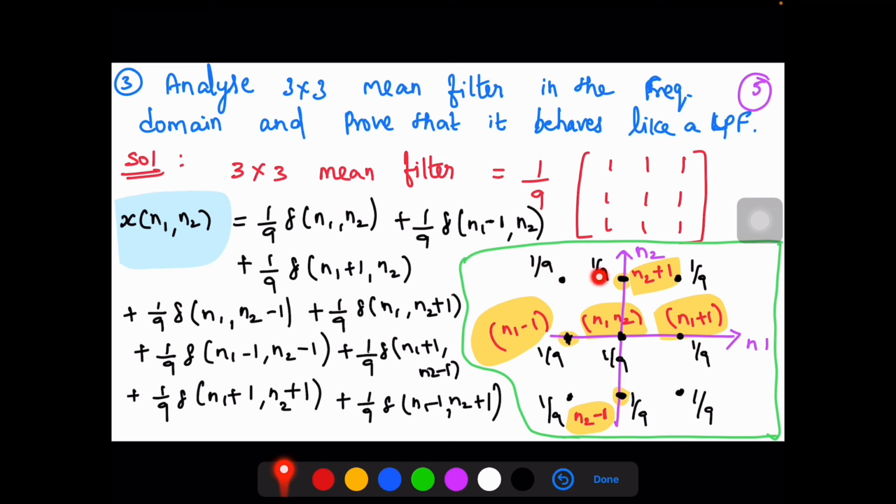For all these row your n2 becomes n2 plus 1. Okay. So for all these column here you will have n1 minus 1. All these will be n1. All these column will be n1 plus 1. This row will be n2 minus 1. So using those you will be able to fill up all these 9 elements by using the impulse function and shifting property of impulse function.